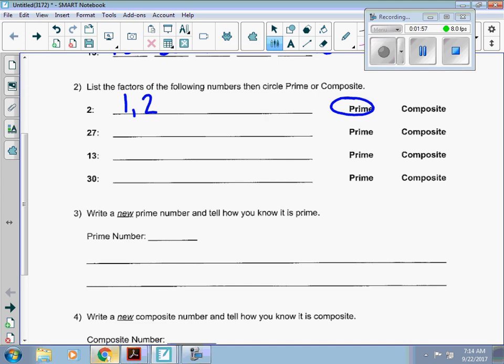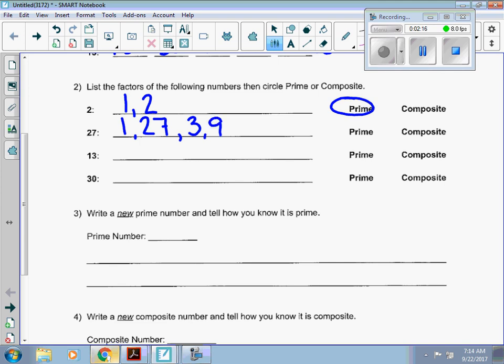For 27, I can do 1 times 27. I always start with that one because 1 works with every number. And now I have to go through my facts to see which works. 2 does not work because it's not even. 3 works, and its partner is 9.